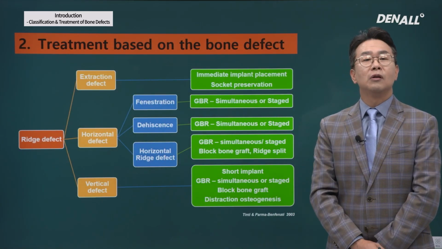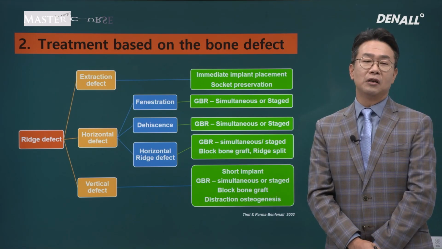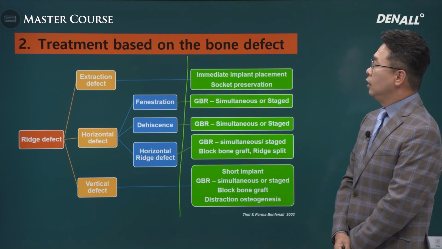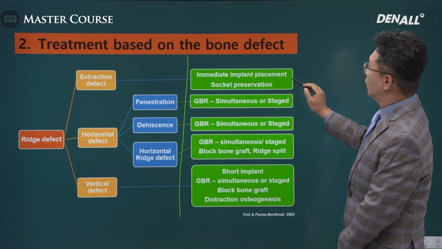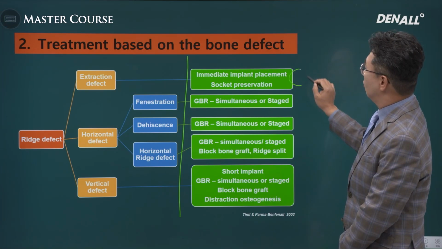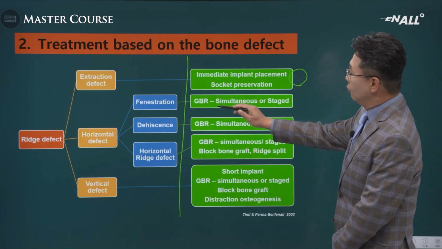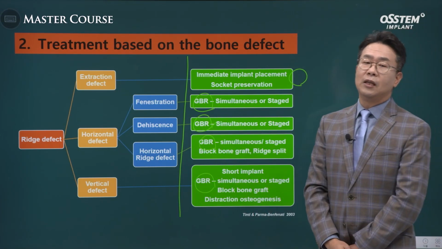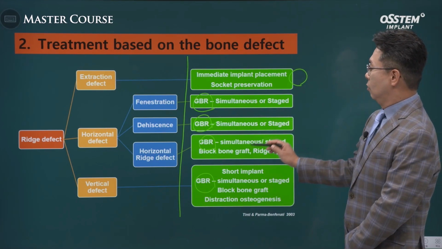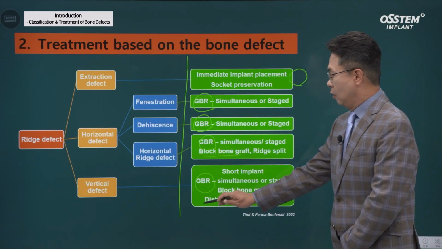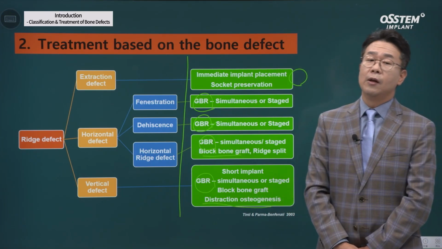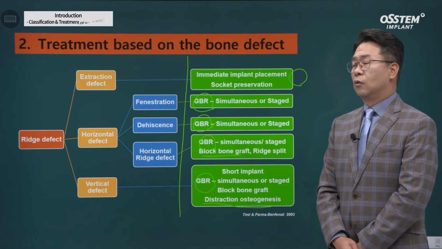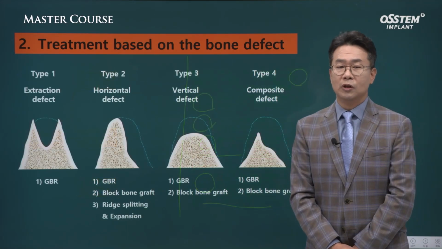In line with such defect, how are we going to treat it? We have made a differentiation up until this point, and when you do extraction, you do immediate implant placement or socket preservation. In most cases, GBR is used frequently. In addition, block bone or distraction of osteogenesis can be used. In most cases, you find the right GBR procedure for the right indication.